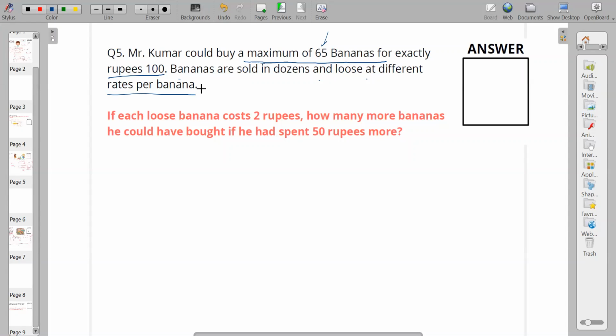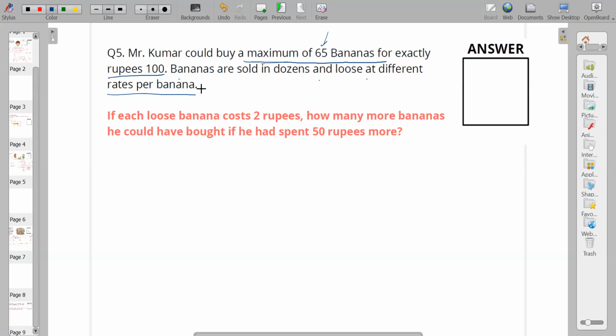How many more bananas could he have bought if he had spent 50 rupees more? That is the question. So does that mean you can buy as many loose bananas? You have to think about it. What do you think? Sir, I just have one question. We can buy as many loose bananas as we want, right?